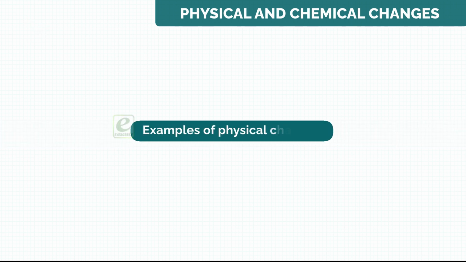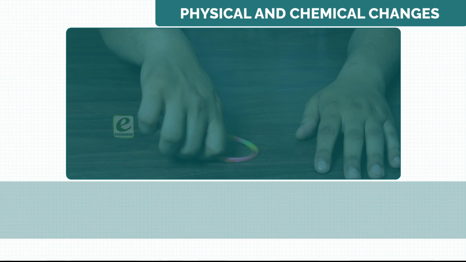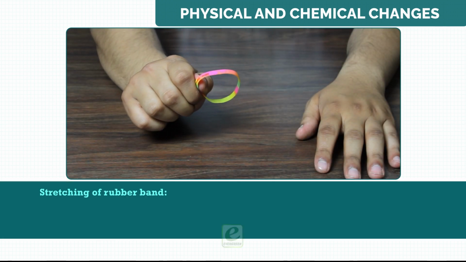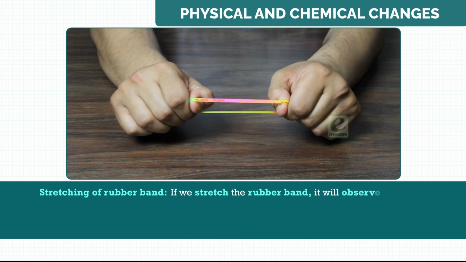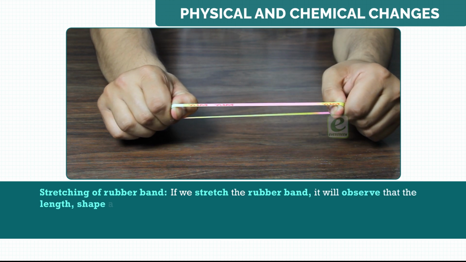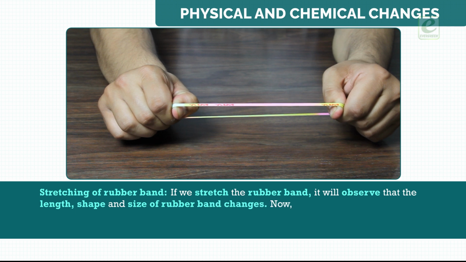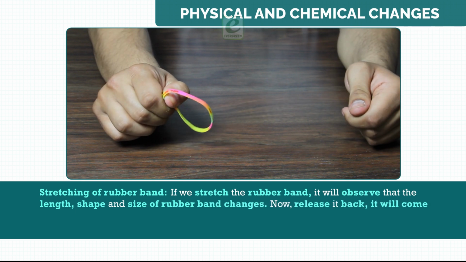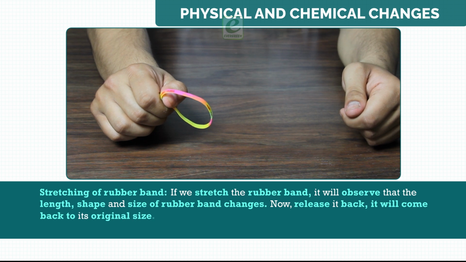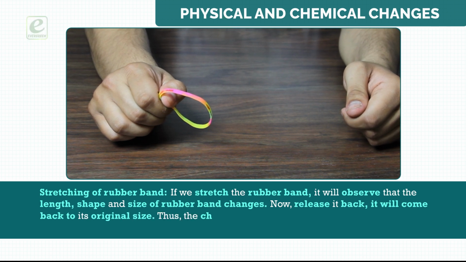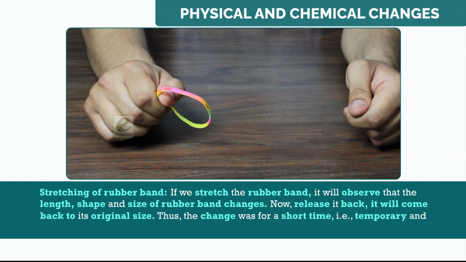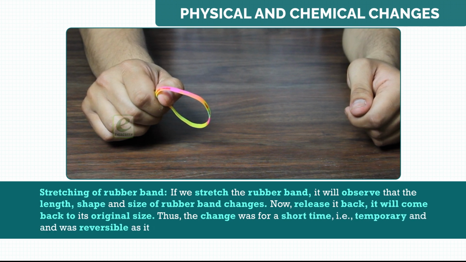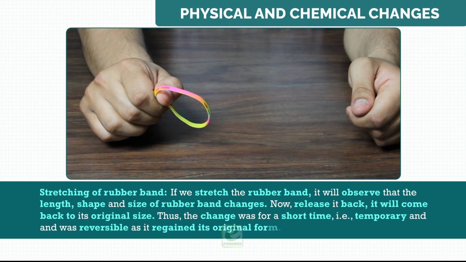Examples of physical changes: stretching a rubber band. If we stretch the rubber band, we observe that the length, shape, and size of the rubber band changes. Now, release it back. It will come back to its original size. Thus, the change was for a short time, that is, temporary, and was reversible as it regained its original form.